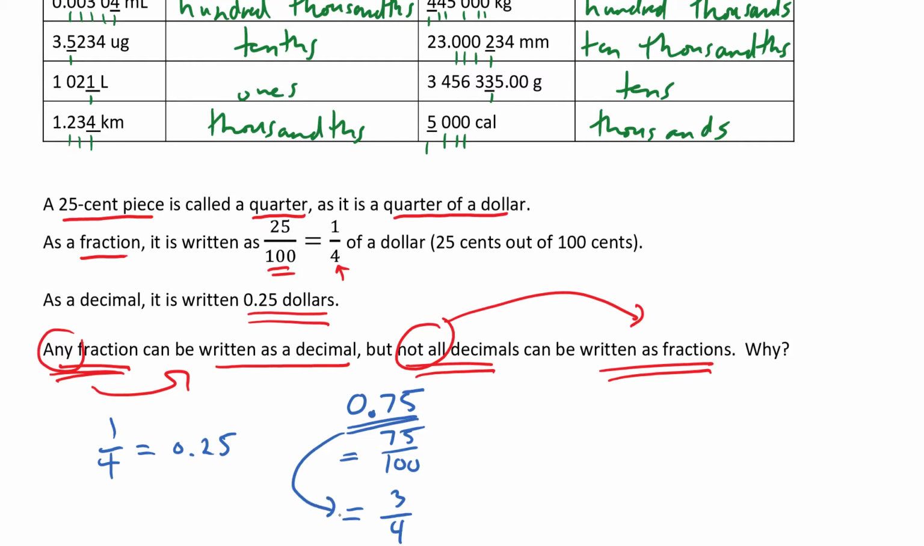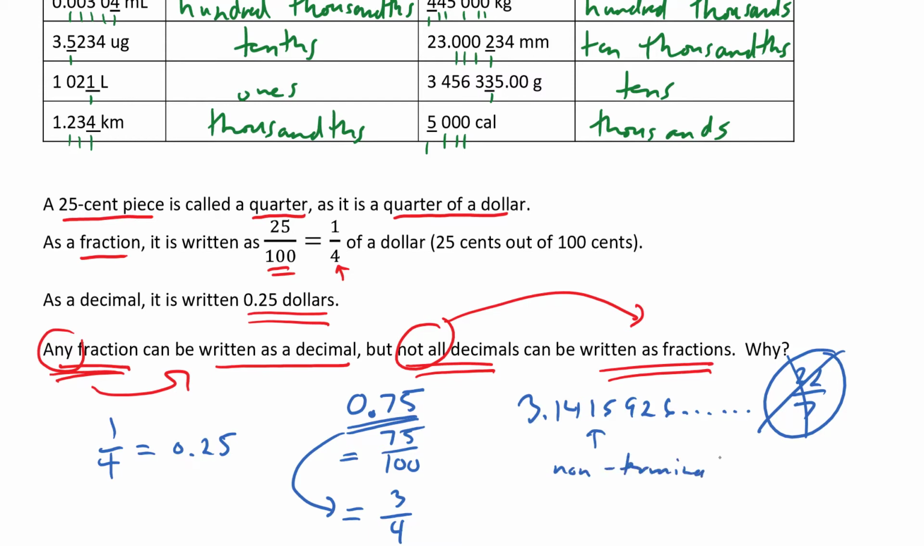What decimals can't be expressed as a fraction? Do you know that number? That's the value of pi. Pi cannot be expressed as a fraction. Please don't write it as 22 over 7. It's an approximation, but it's incorrect. Why can't we write it as a fraction? Well, because it is non-terminating, meaning it doesn't come to an end. The numbers keep going and going and going. But the other thing is, it's non-repeating.